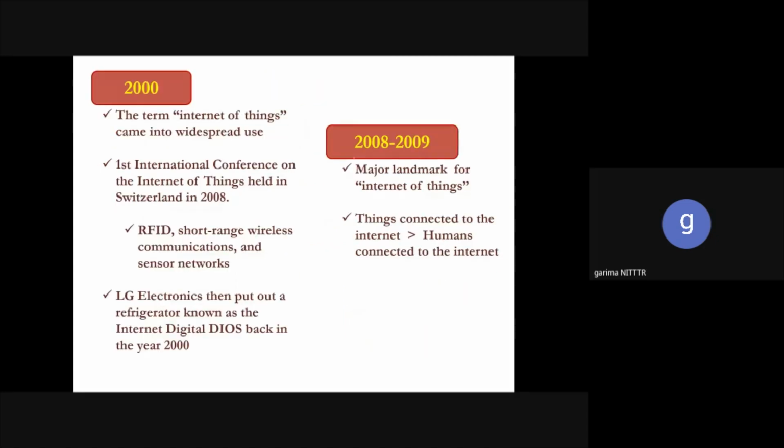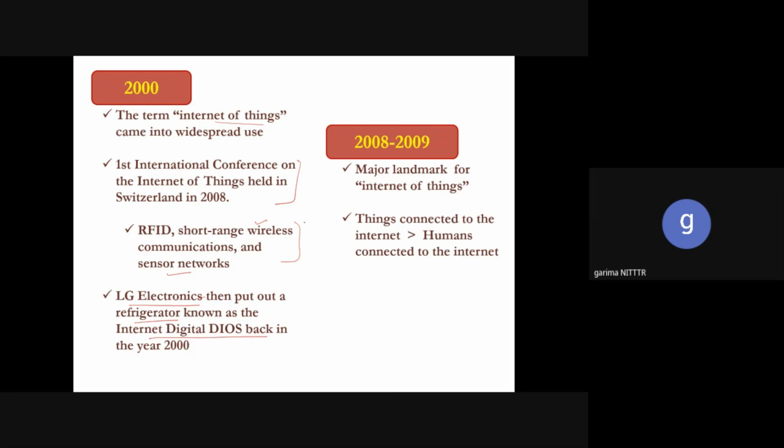Then the widespread use of the term Internet of Things came into the picture in 2000, and the first international conference on this concept was held in 2008, where the topics of discussion were RFID, short range wireless communications, and sensor networks. On that basis, in the year 2000, LG also launched a refrigerator, which is considered an internet-connected digital device in itself.